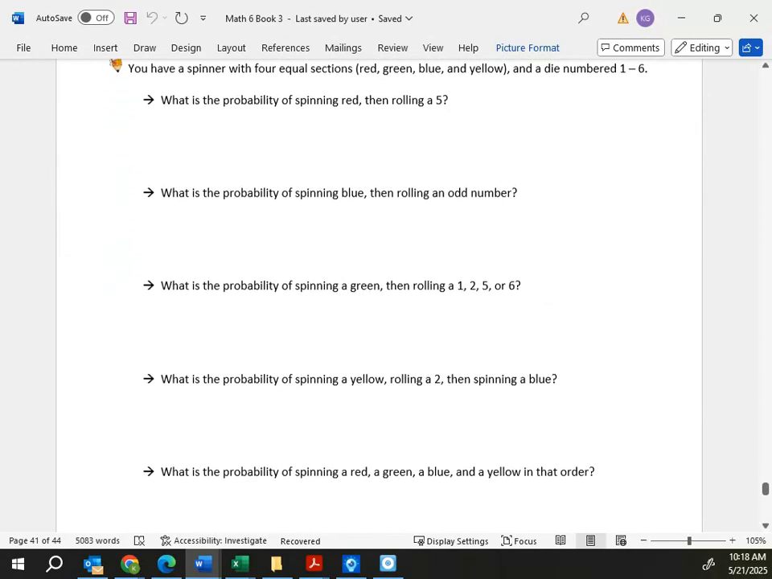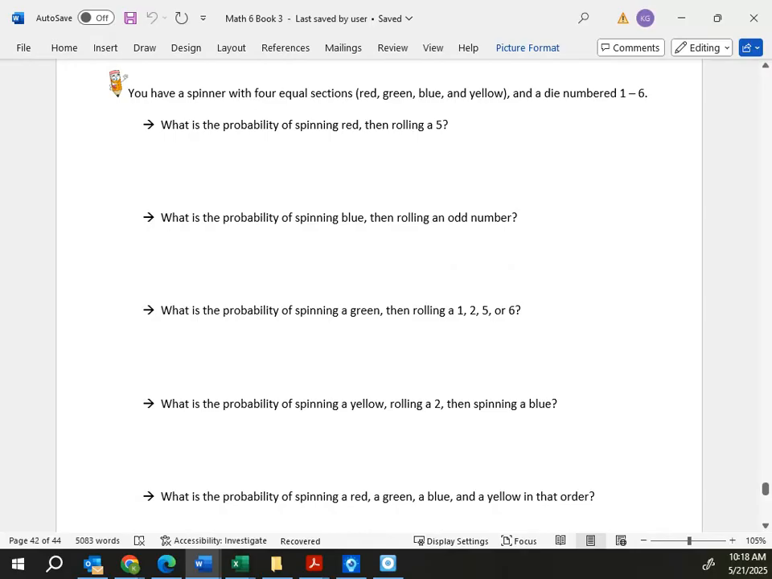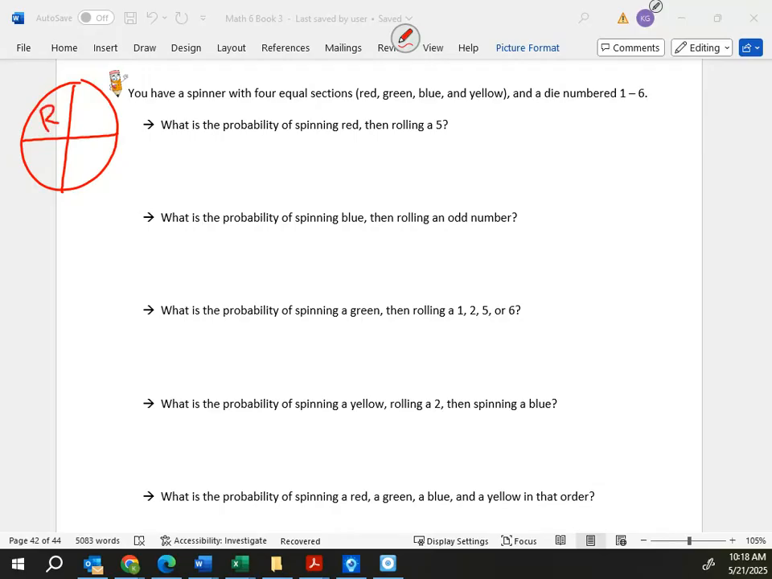This time, instead of doing marbles, we have a spinner with 4 equal sections. So we've got our spinner here. It's got 4 equal sections. One section is red, one section is green, one section is blue, and one section is yellow. Okay.